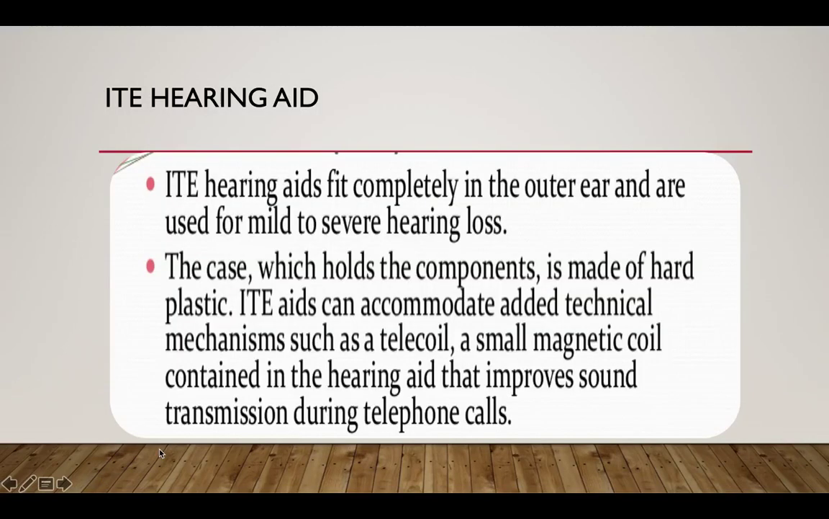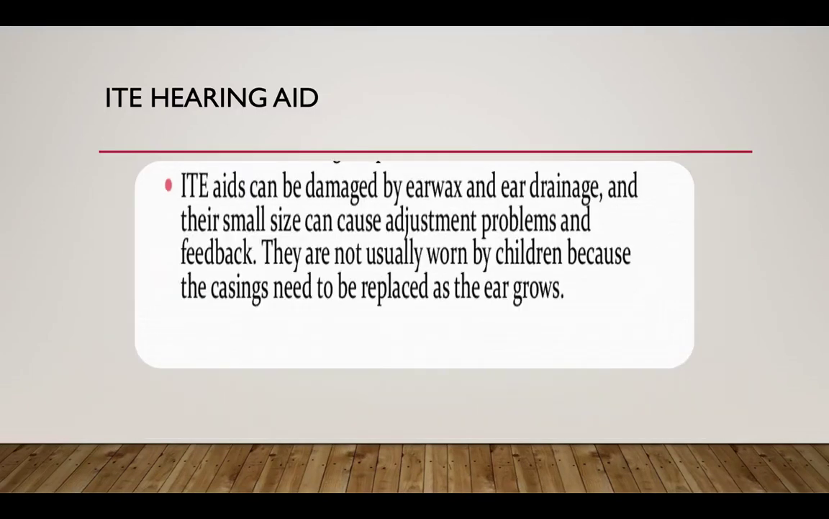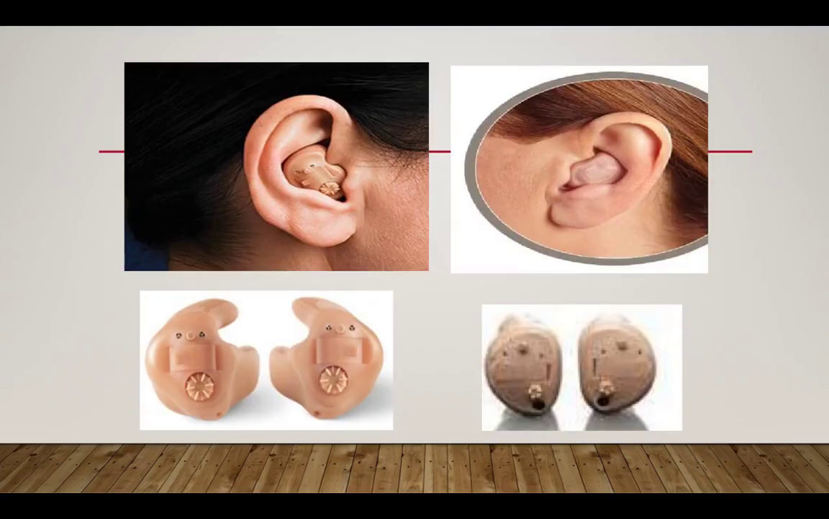So let's move on to another type of hearing aid, which is the in-the-ear hearing aid. In-the-ear hearing aids fit completely in the outer ear and are used for mild to severe hearing loss. The in-the-ear hearing aid could be damaged by earwax or drainage. It is not suitable for infants and extremely aged adults.